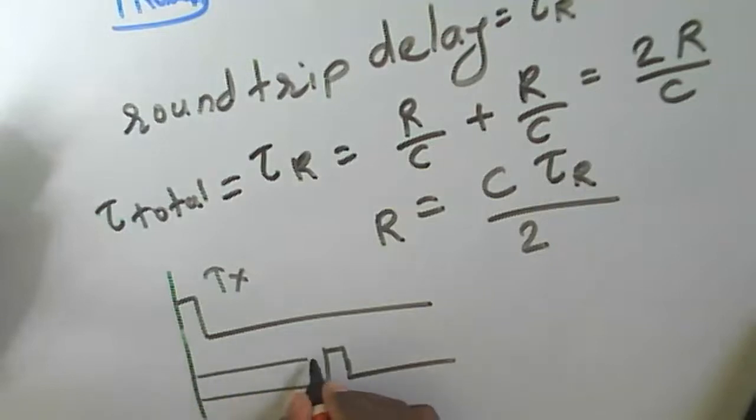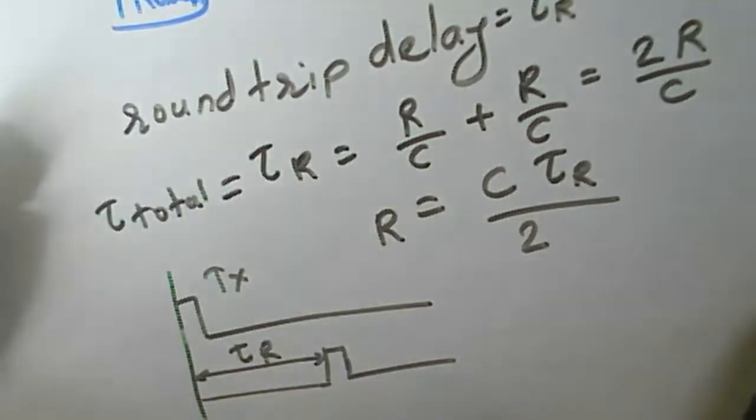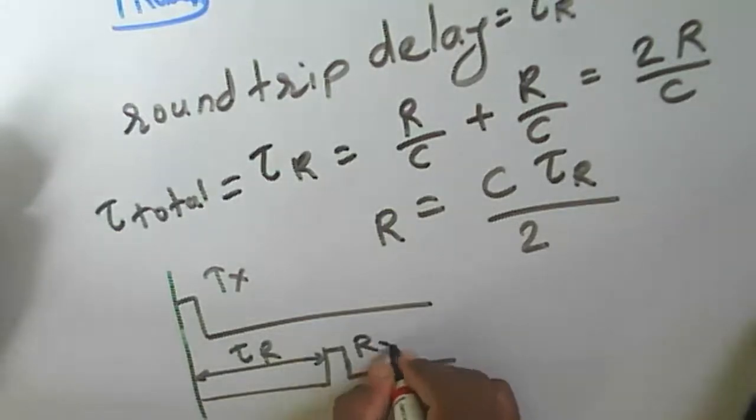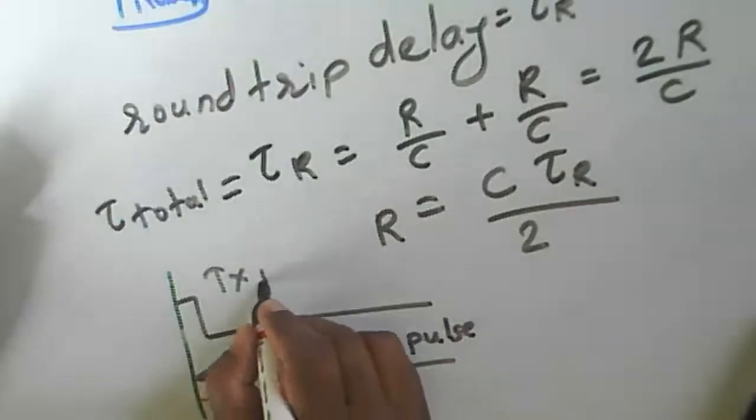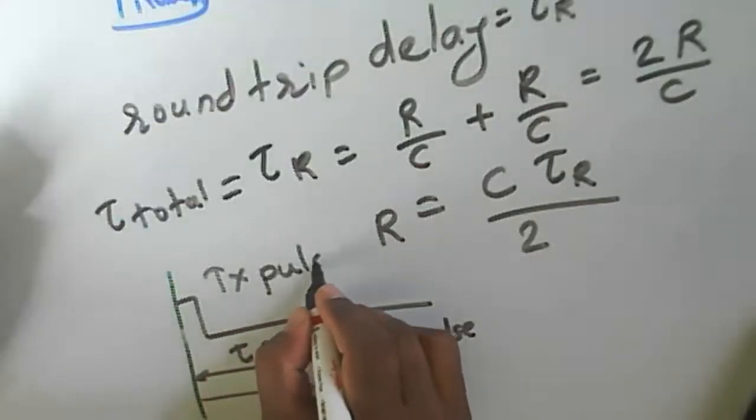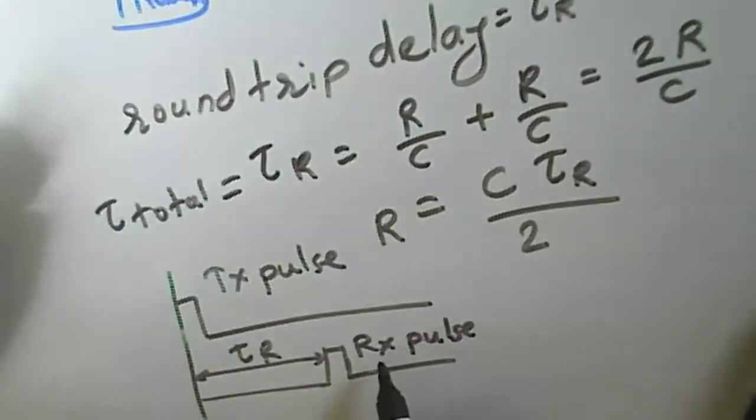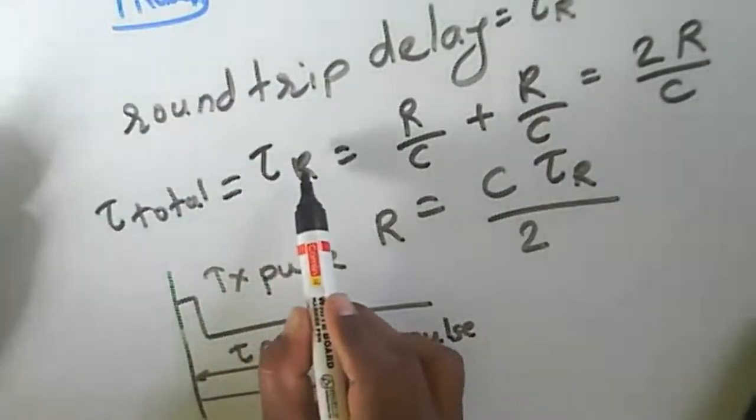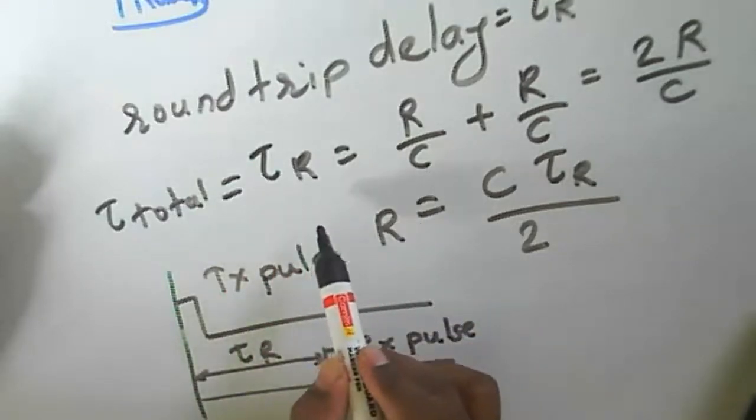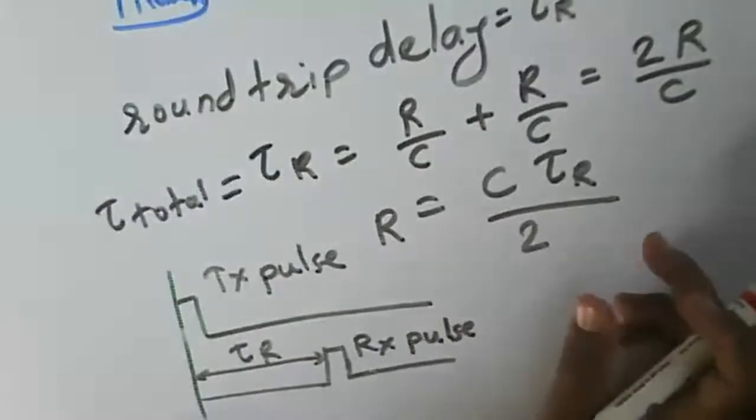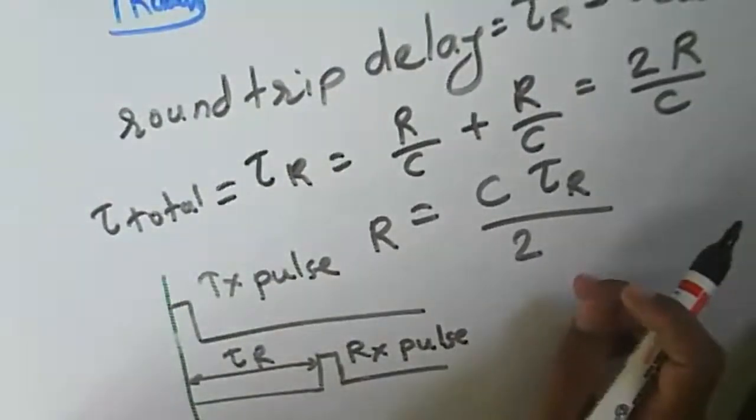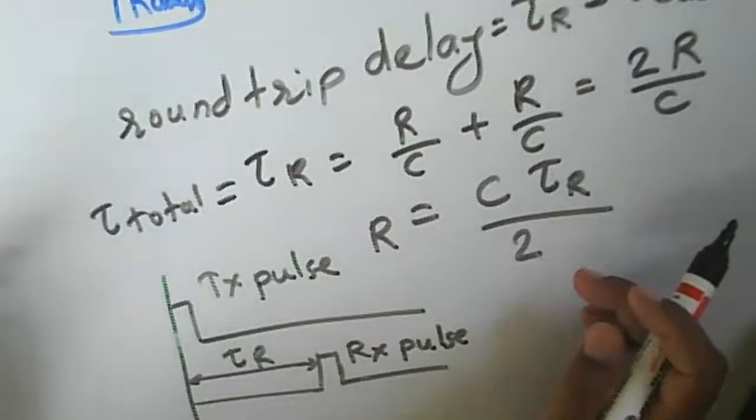Now this distance is the total transit time delay. This is the transmitting pulse and this is the receiving pulse. So that distance here is the total time, or T R, which is twice R by C. That is the range delay. So now we need to know about that.